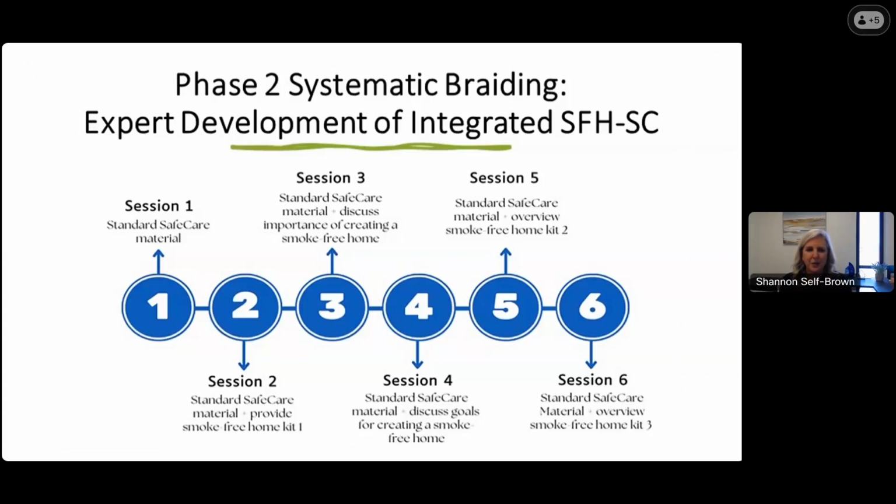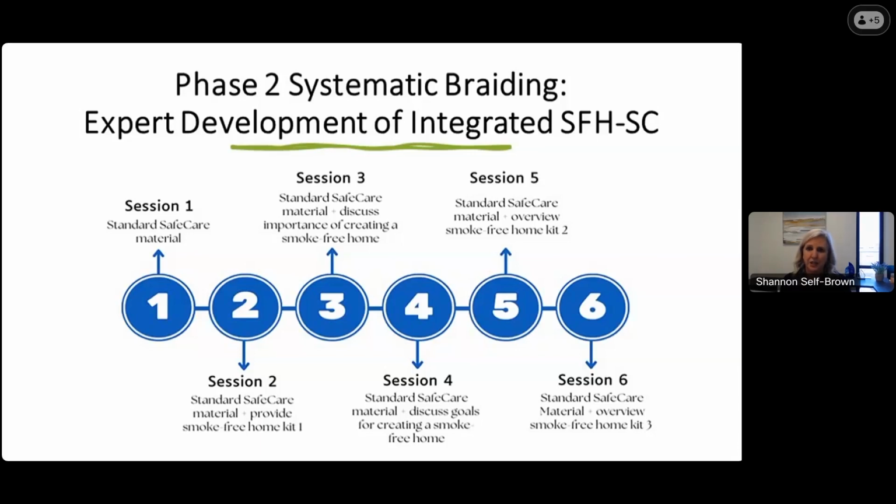So for phase 2, this was the expert development of the integrated Safe Care. Prior to the grant submission, we conducted phase 1, which I just described, and this phase 2. Our teams looked at the 2 interventions and thought that the smoke-free home materials could fit into any of the Safe Care modules. The way it would be delivered is that in session 2, when the home visitor comes into the home to deliver Safe Care, they could pass along the materials that are typically mailed to the parent directly.